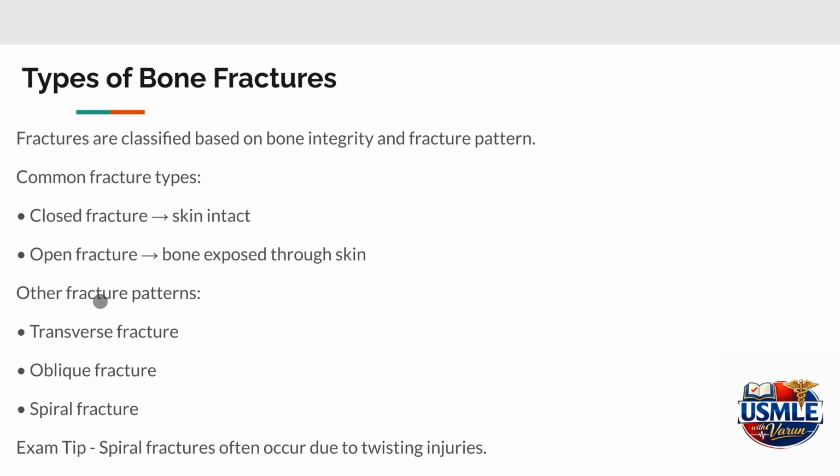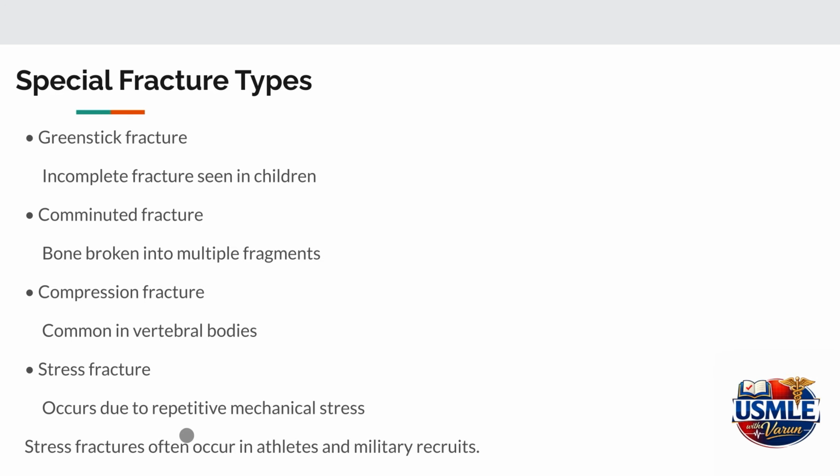Fractures can also be classified based on the pattern of the break. For example, a transverse fracture runs straight across the bone, an oblique fracture occurs at an angle, and a spiral fracture occurs when the bone breaks due to a twisting force. So, a very important example is that spiral fractures are commonly associated with rotational or twisting injuries, such as those occurring during sports accidents.